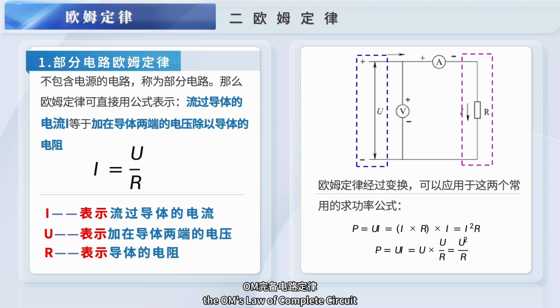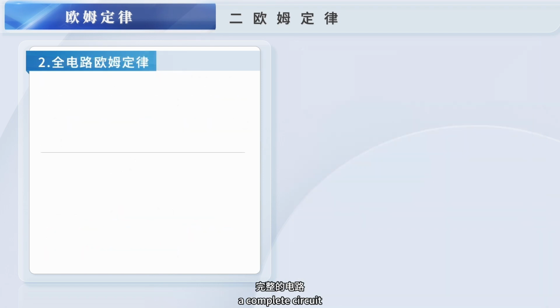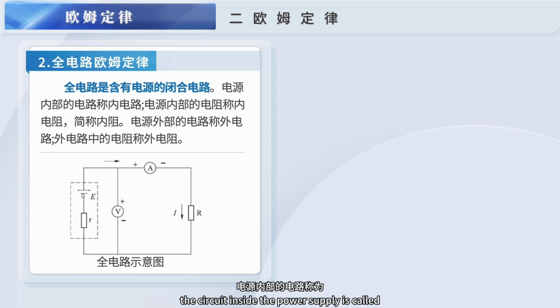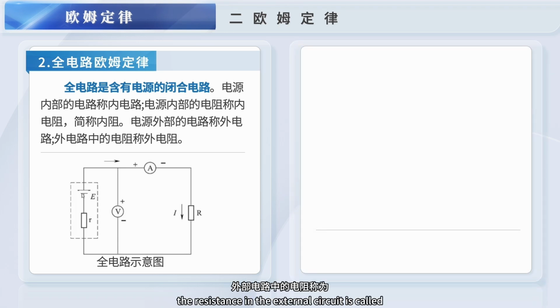2. Ohm's law for a complete circuit. A complete circuit is a closed circuit with a power source. The circuit inside the power supply is called the internal circuit. The resistance inside the power supply is called internal resistance, abbreviated as internal resistance. The circuit outside the power supply is called the external circuit. The resistance in the external circuit is called external resistance.